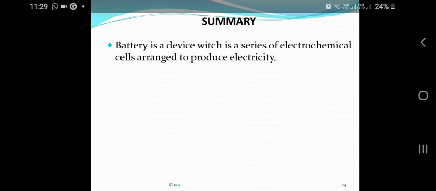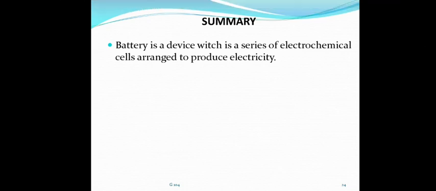So that is about the three types of cells which I have studied. What are the three types of cells? The primary cell, that is Leclanche cell, the secondary cell, nickel cadmium cell, and the fuel cell, H2O2 cell. Are you able to follow?